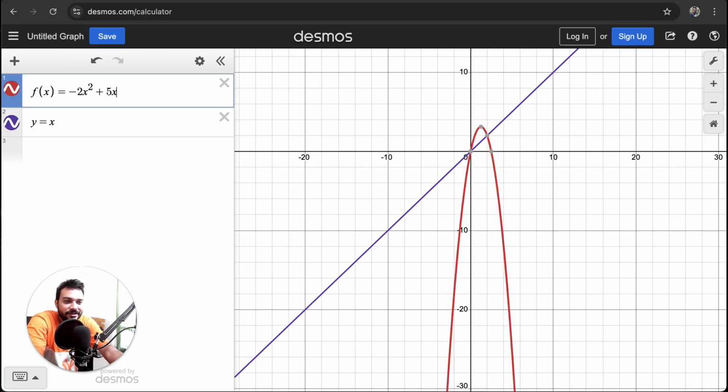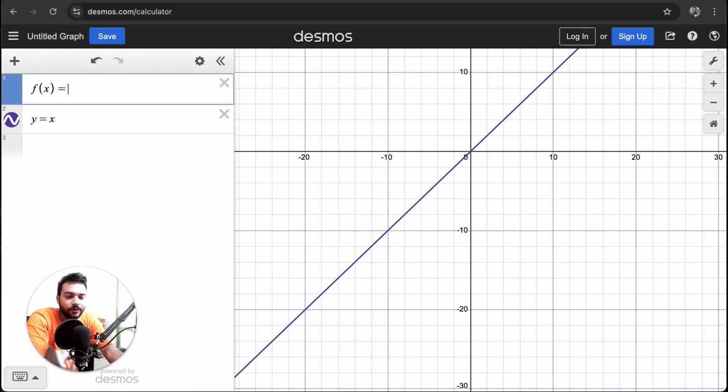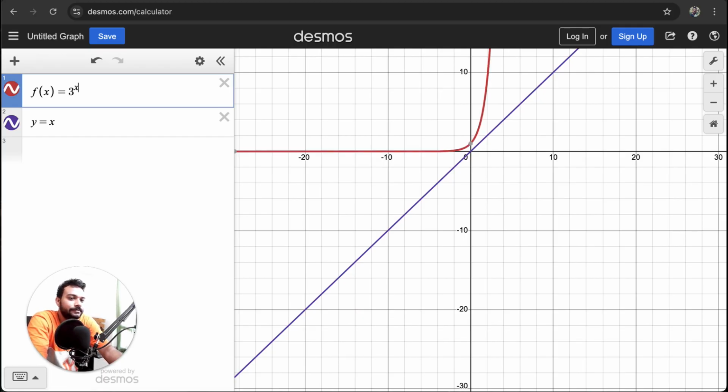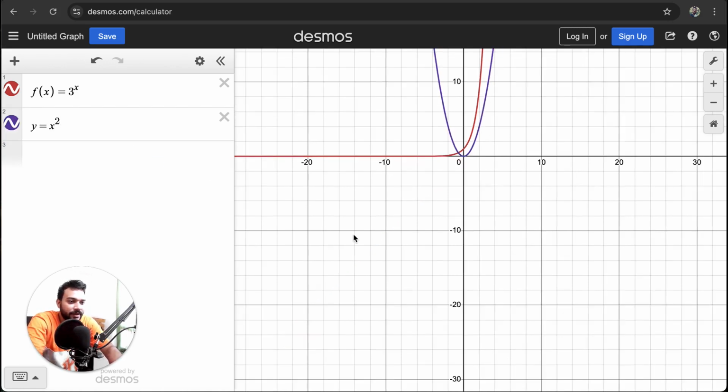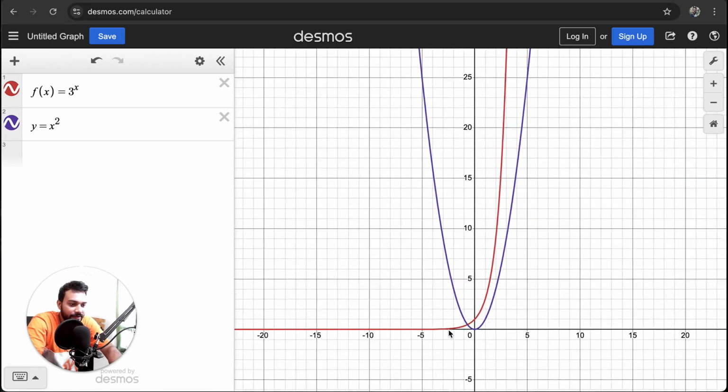Let's do some exponential and logarithmic functions. How to write the exponential function? Let's say 3 raised to the power x. Y is equal to 3 raised to the power x, and I do y is equal to x squared as the second function. Okay, let me zoom it out so you can see.